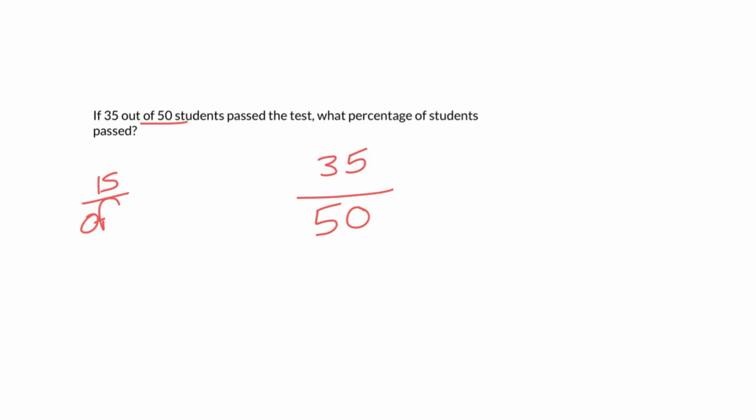If I go ahead and do some of this math, I'll do 35 divided by 50, which gives me the number 0.70. Multiply that by 100, and that's 70%. So in this way, I can tell that 70% of the students pass this test.